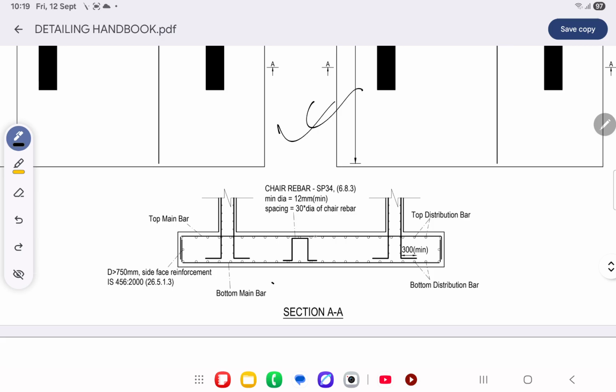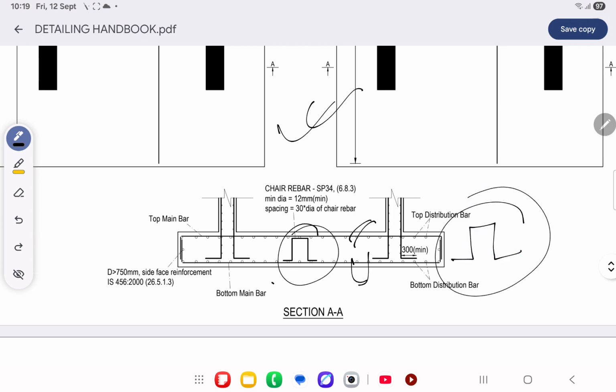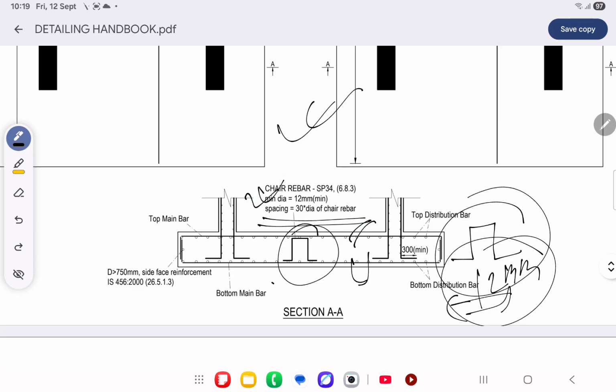But here you can see this is the chair. We generally provide the chair to keep the distance between the top layer and the bottom layer. In between the top layer and the bottom layer we provide the chair, shaped like this. The minimum diameter of the chair that should be provided is 12 mm. In the case of raft foundations, what minimum diameter of the chair do you have to provide? That is 12 mm.